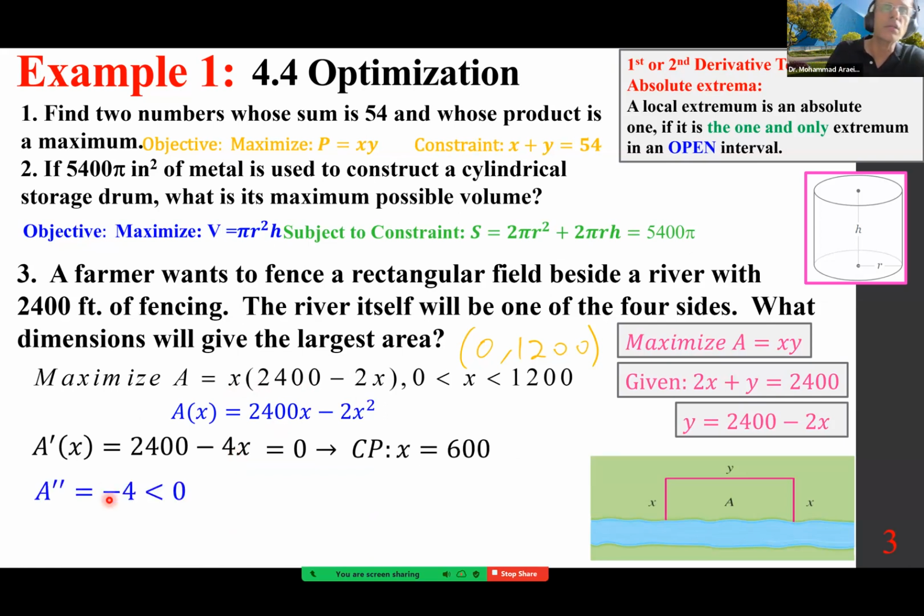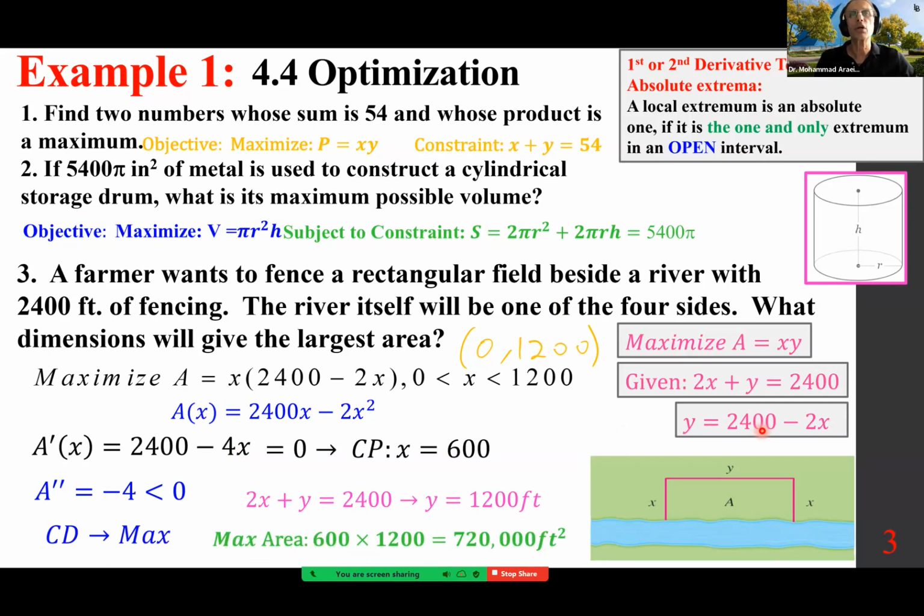And we are interested in the sign. Negative means concave down, looking like that, concave down. Therefore, maximum occurs at that point. So if x is 600, you can put it into this one or this one to find the y. And the area is the product of the two, 600 times 1200, or 720,000 square feet. So that's one example of optimization.